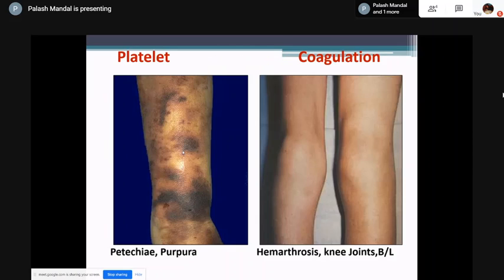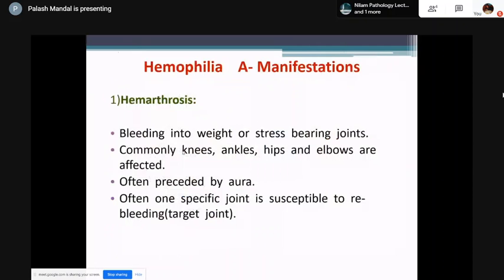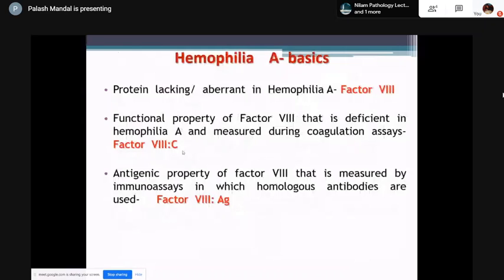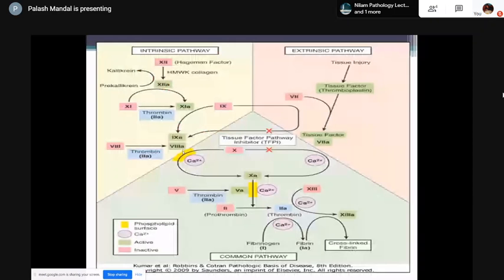Do you want to go back? Here we see the factor 8 is here. Okay, so factor 8, after factor 8 comes the common pathway. So factor 8 is in the intrinsic pathway, and the extrinsic pathway is mostly factor 7 and tissue factor, that is thromboplastin.